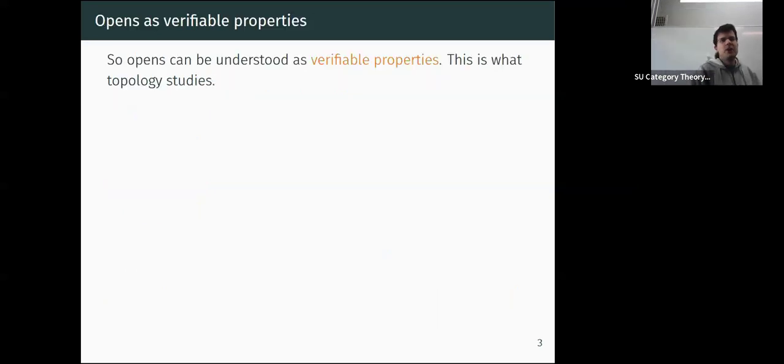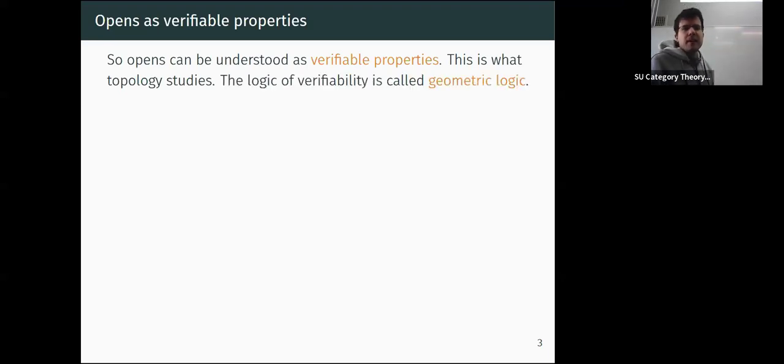Okay, so open sets we can think of as being verifiable properties. These are properties that when they hold, you can check that they actually do hold. And you can say that this is what topology is the study of. Topology is the study of verifiable properties. And because these are properties that something can have, they come with a logic where we can manipulate these properties. This logic of verifiable properties is called geometric logic.